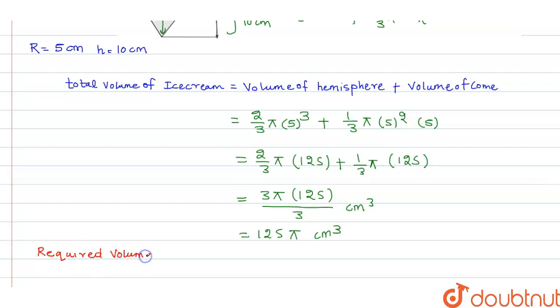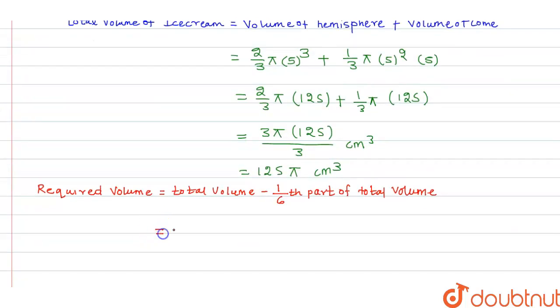Now, the required volume is equal to the total volume minus 1 by 6 part of the total volume. This is the required volume. So what we did here is, we know the total volume is 125 pi, and minus 1 by 6 into 125 pi.